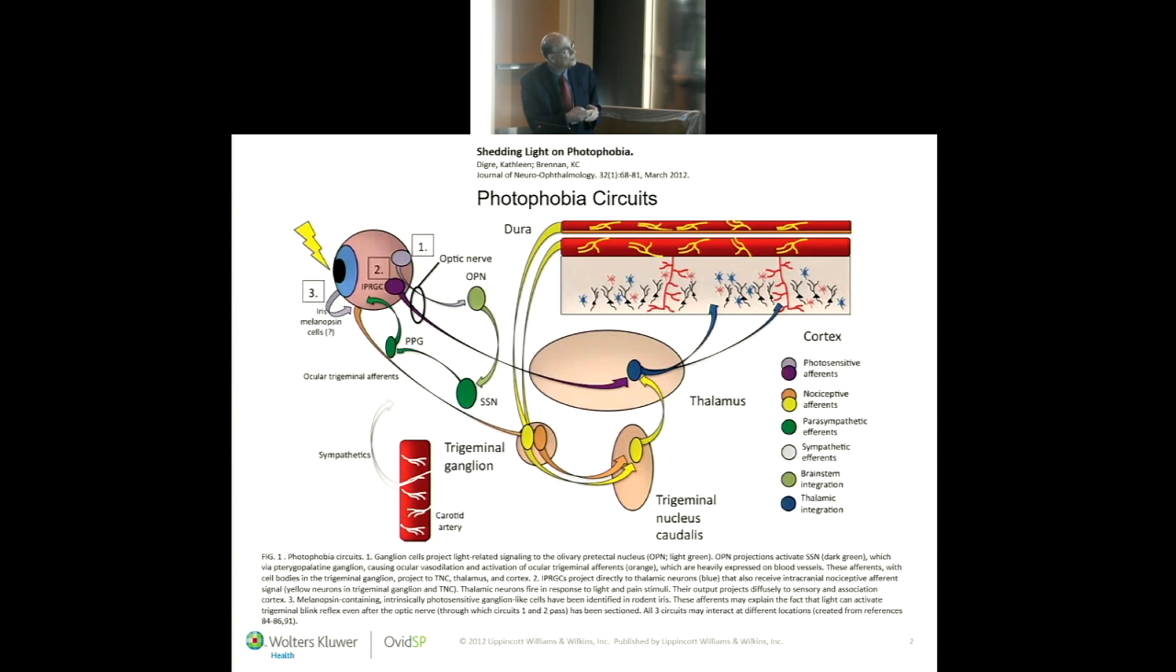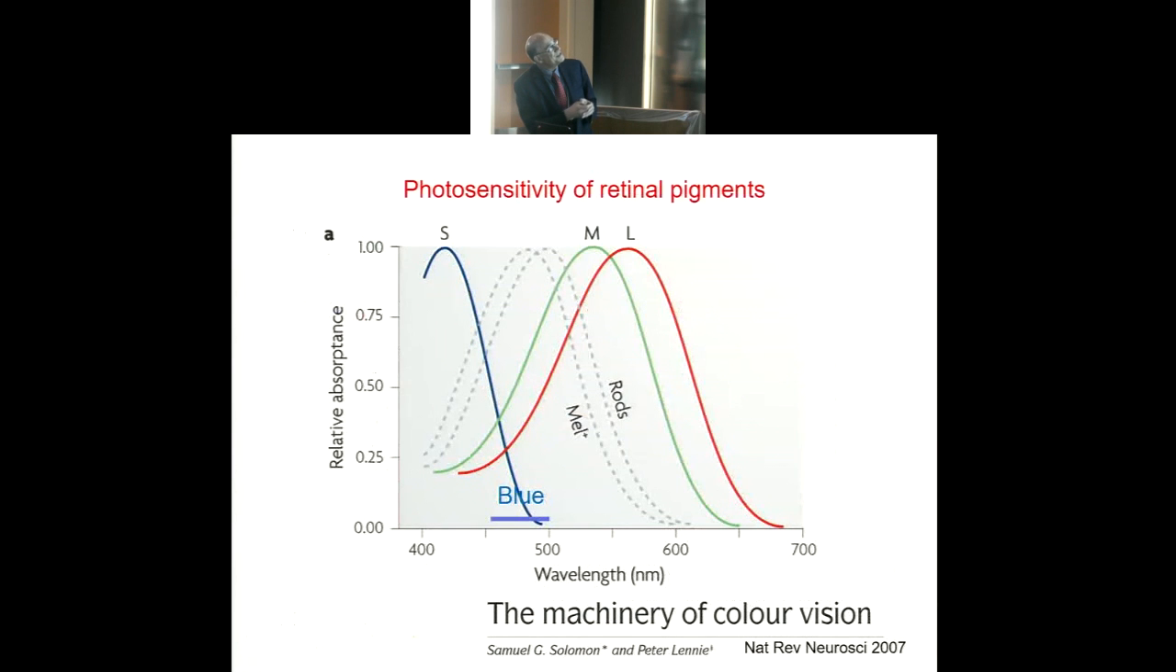The photosensitivity of different retinal pigments is indicated here in terms of the wavelength and the relative absorption. These are the red, green, and blue cones. This is the rods, and this is the melanopsin pigment. And this is where the center of blue is, over here. So you can see that melanopsin is really right in the center of blue. The so-called blue cone is actually a little bit out there, a little bit shorter wavelength than actual blue.